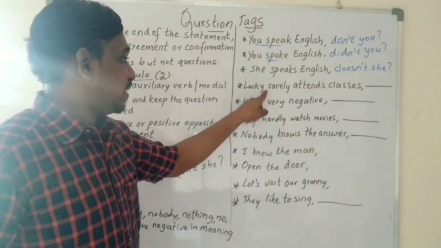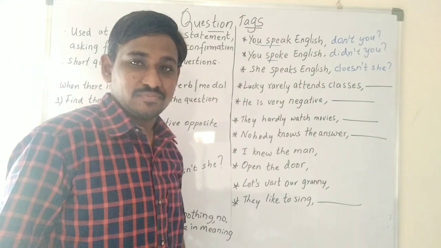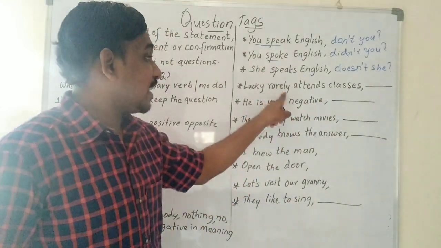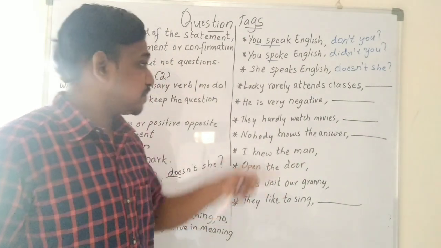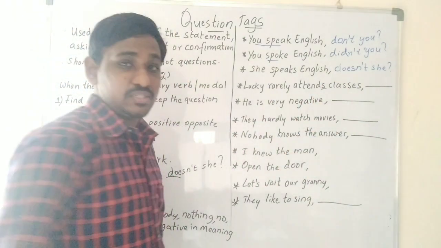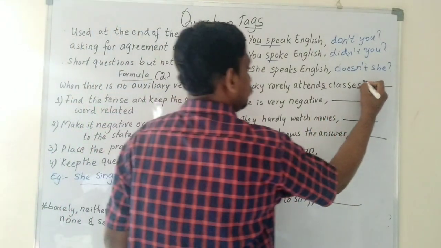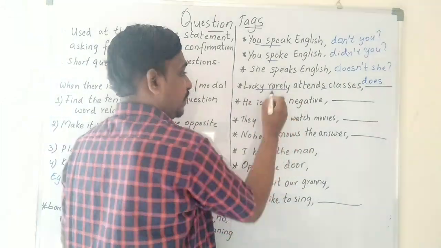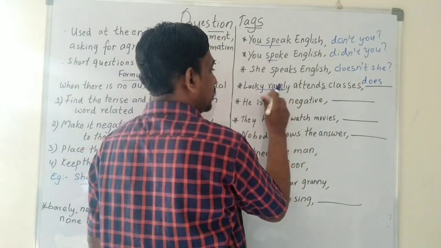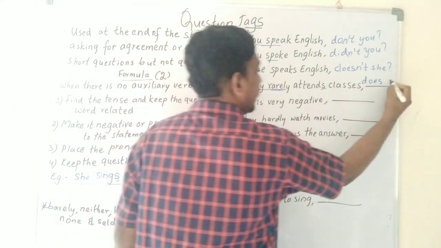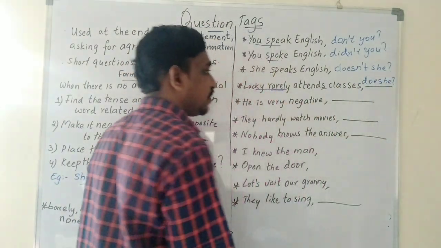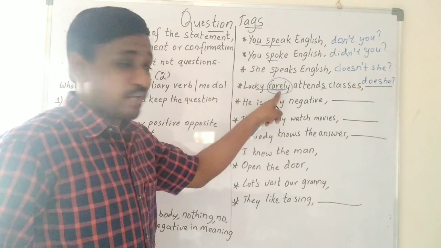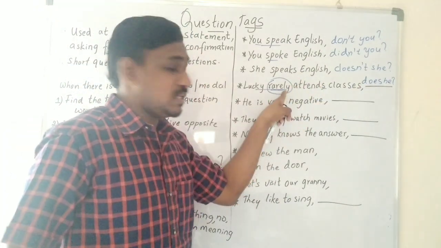Okay, now let's try. Lucky rarely attends classes. It seems to be positive, but it's negative in meaning. Lucky rarely attends, which means he doesn't usually attend. Attends is there, so it is in simple present tense. Does. Is the statement positive or negative? It's negative in meaning because of the word rarely. So doesn't will not come. Does he? Does Lucky know? Does he? is the question tag. Because of the word rarely, which is negative in meaning, we made the tag positive.